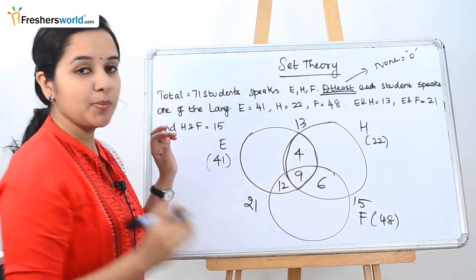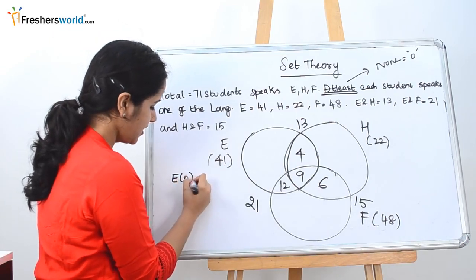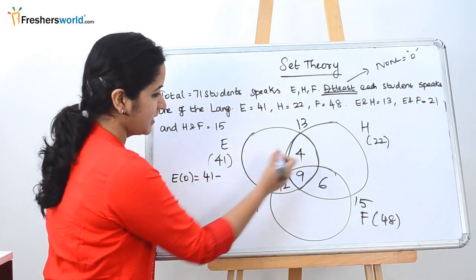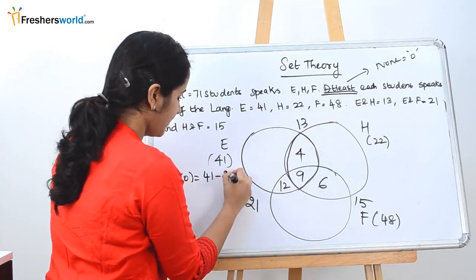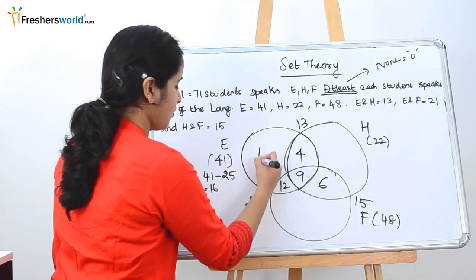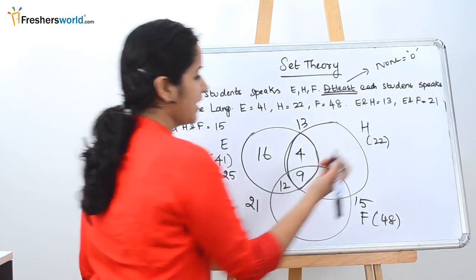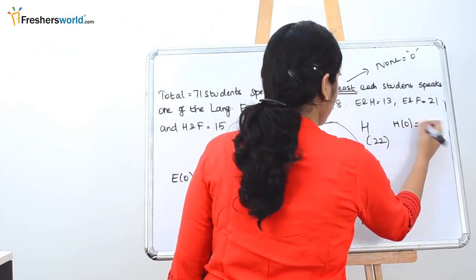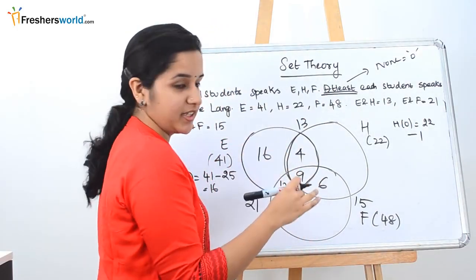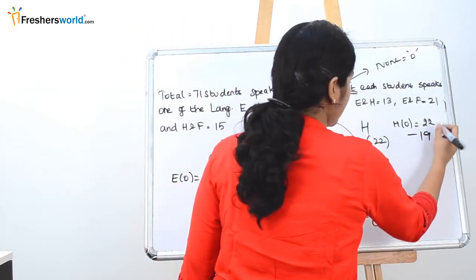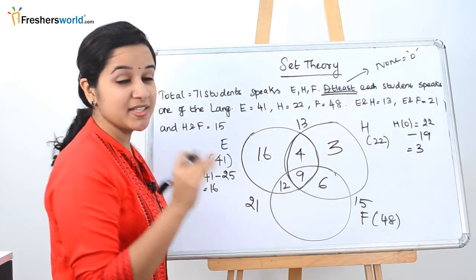We know that overall people who speak English is nothing but 41. So the English only part is 41 minus the addition of all this. 9 plus 4 is 13, 13 plus 12 is 25. So 41 minus 25 is nothing but 16. So 16 is the number of people who speak only English. Now we have to find Hindi only. How to find Hindi only? It's 22 minus the addition of all this. 9 plus 4 is 13, 13 plus 6 is 19. So 22 minus 19 is nothing but 3. So 3 is the number of people who speak Hindi only.